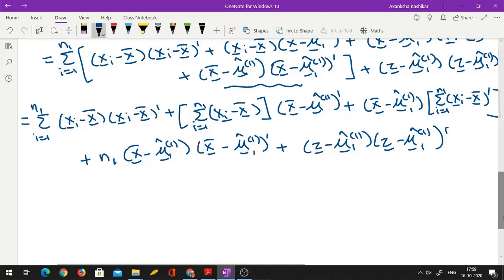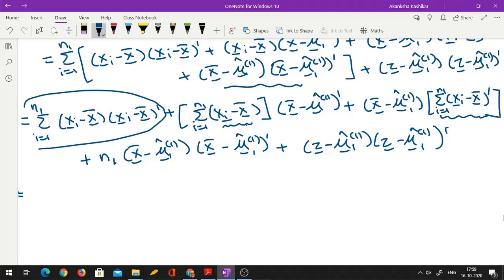Now this is nothing but the sum of deviations of observations from the mean, which we know is 0. Same story here, this would also be 0. So these two terms vanish, and I will be left with this part, which is my usual CSSP matrix S1 plus n1 upon n1 plus 1 times x bar minus z.